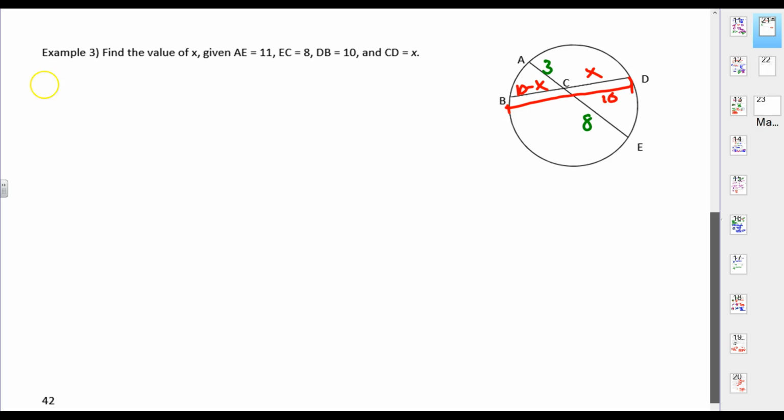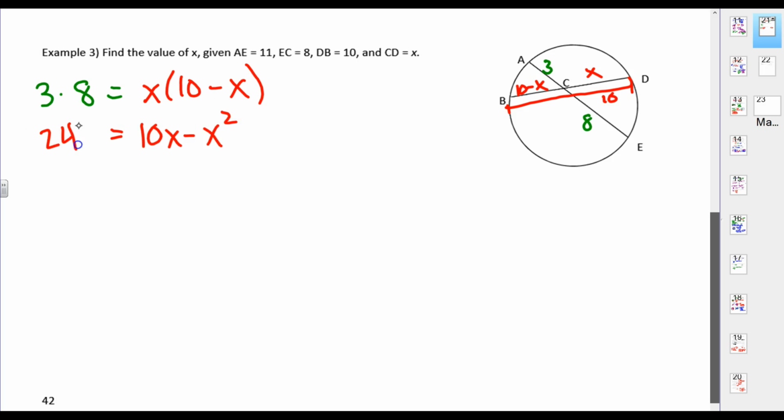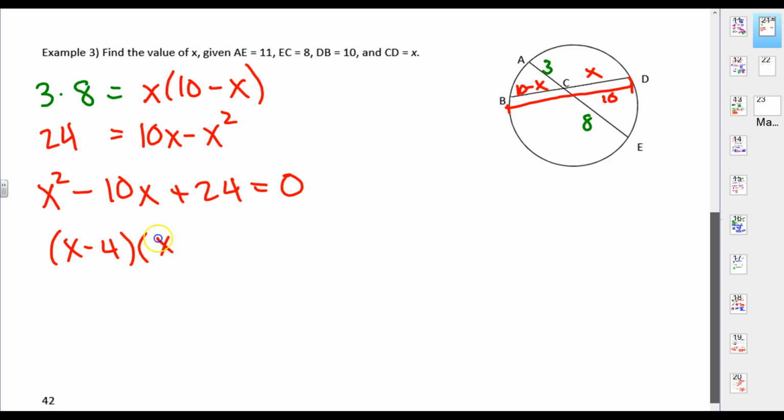So I'd set that up. I multiply the two pieces of one side, 3 times 8, equals the two pieces of the other side, X times 10 minus X. So I distribute, I get 10X minus X squared equals 24. Because this is quadratic, I want to pull everything over to the same side. X squared minus 10X plus 24 equals 0. This is factorable. Two numbers that multiply to 24 and add to negative 10 are negative 4 and negative 6. So it'd be x minus 4 times x minus 6 equals 0. That means x could equal 4 or 6.